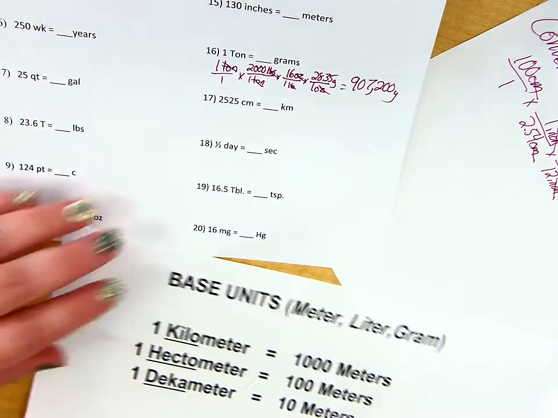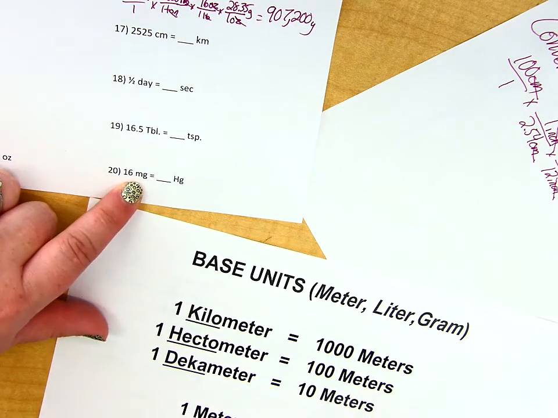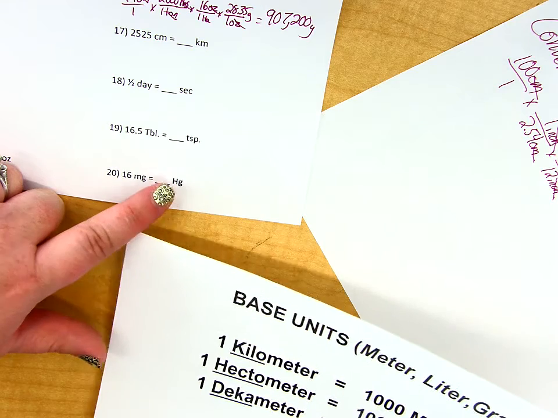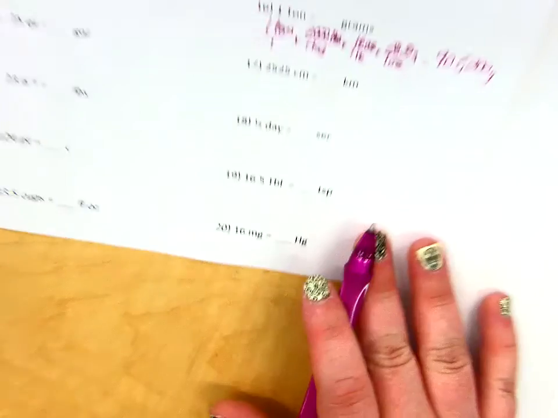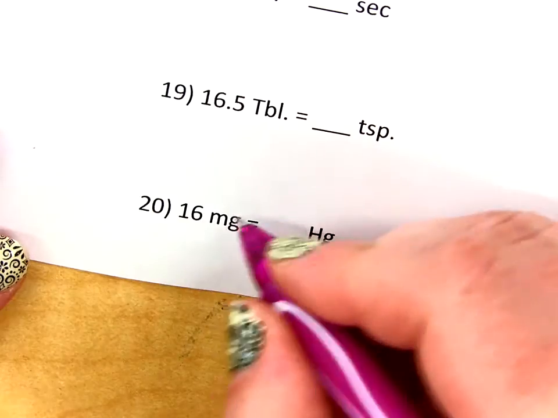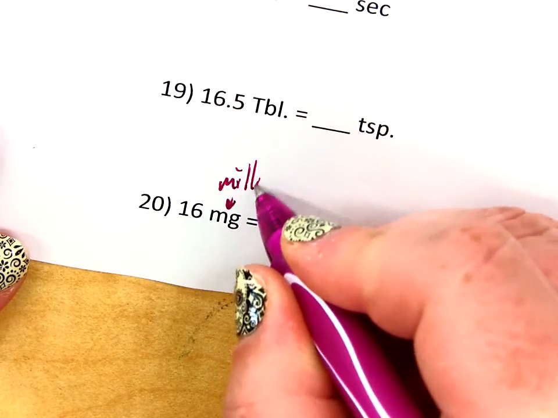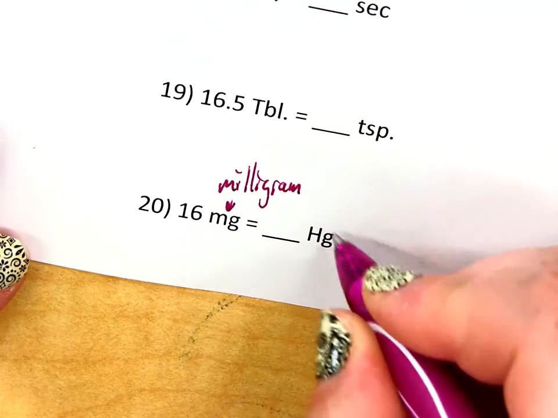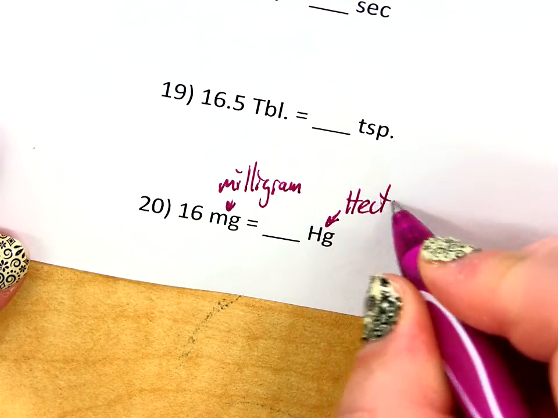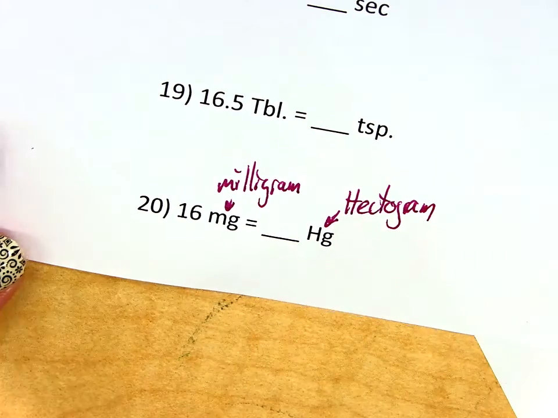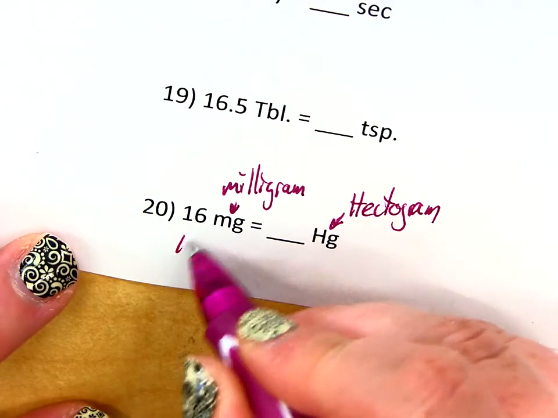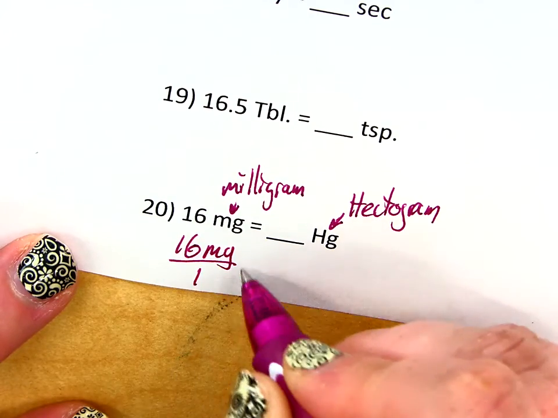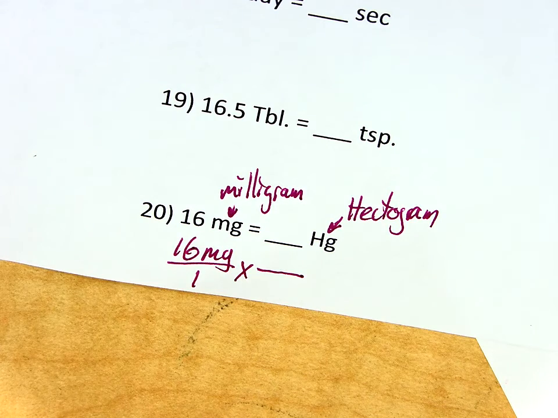Well, anyway, so on 20, I'm trying to go from a milligram to a hectogram. Okay, so that's what that capital HG stands for. So maybe that would be helpful to write in here. So this is a milligram to a hectogram. All right, so let's take whatever we have. 16 milligrams, put it over 1.